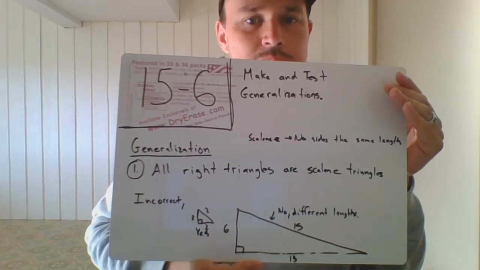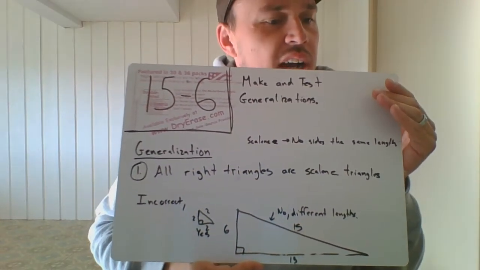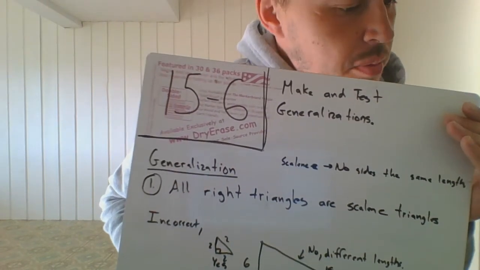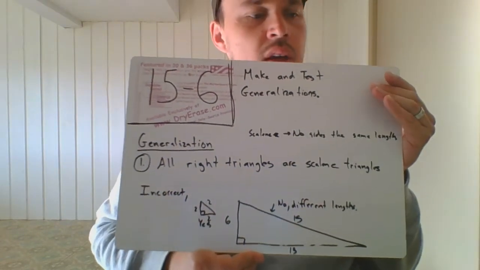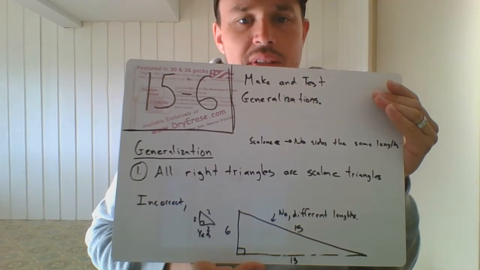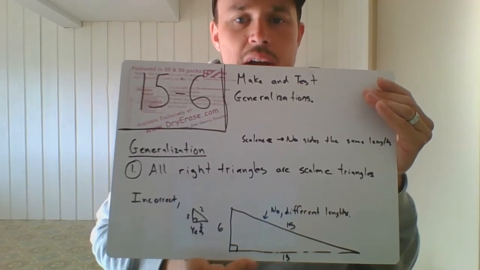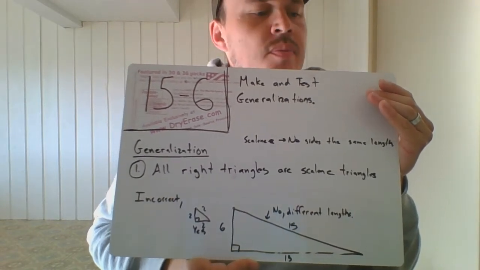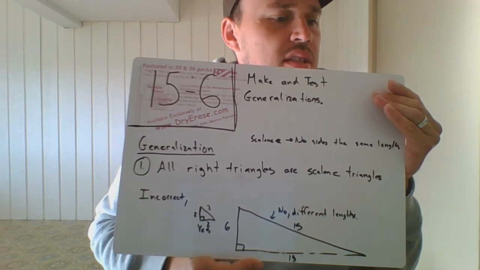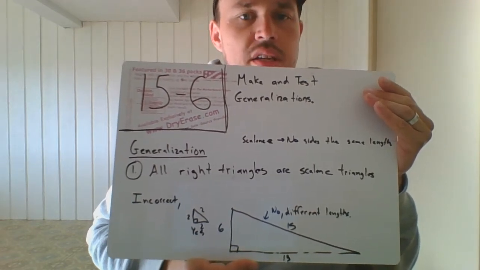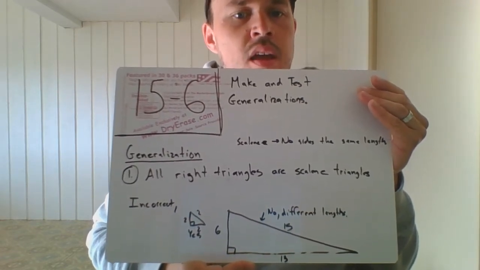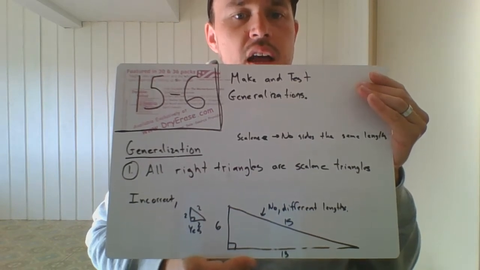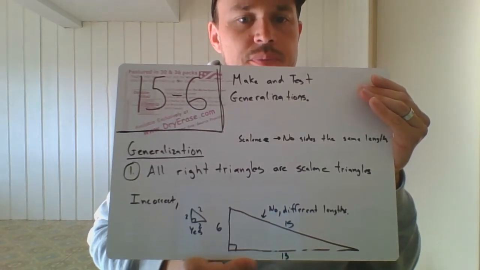So anyways, number one on guided practice, this is located on page 356 in your book. You have a statement for number one that says, all right triangles are scalene triangles. And the directions ask you to state whether that generalization is correct or incorrect. So this particular generalization is incorrect.